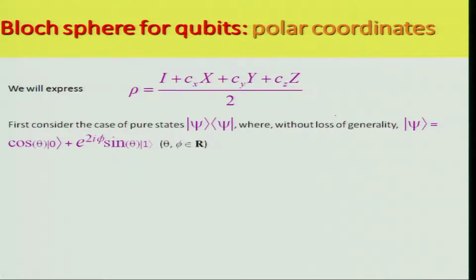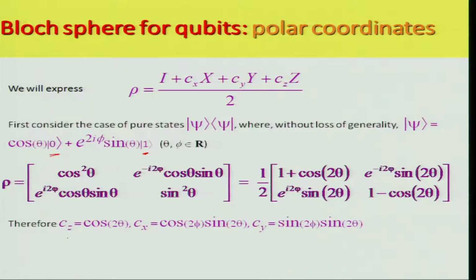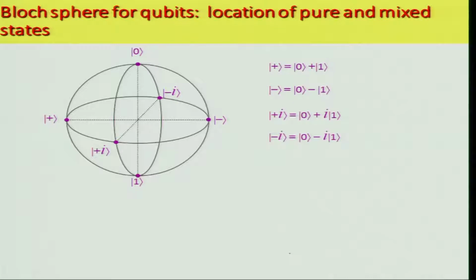Let us consider the case of a pure state psi, where without any loss of generality, psi is equal to cosine theta times the 0 state plus e to the power i phi sin theta times the 1 state. All these theta and phi are real. If we consider that, then we have a density matrix which looks like this form, which is possible to equivalently write in this form. Therefore, we can get the coefficients C z, C x and C y equivalently between these two forms. These are the polar coordinates of the unit vector C x, C y, C z, which is real. The location of pure and mixed states on the Bloch sphere for qubits can be looked at in this sense.